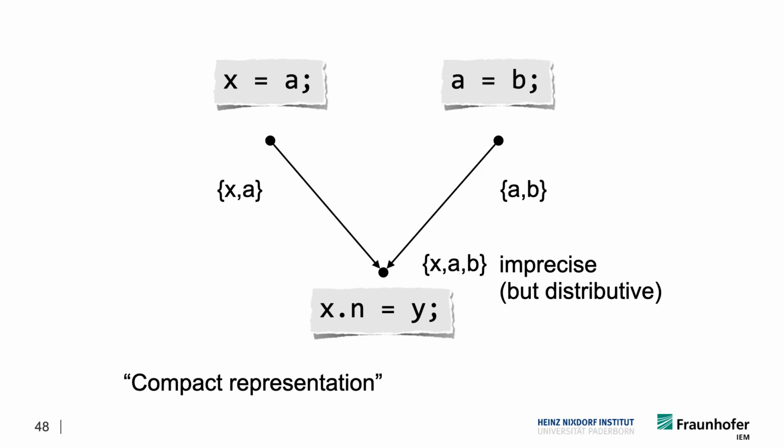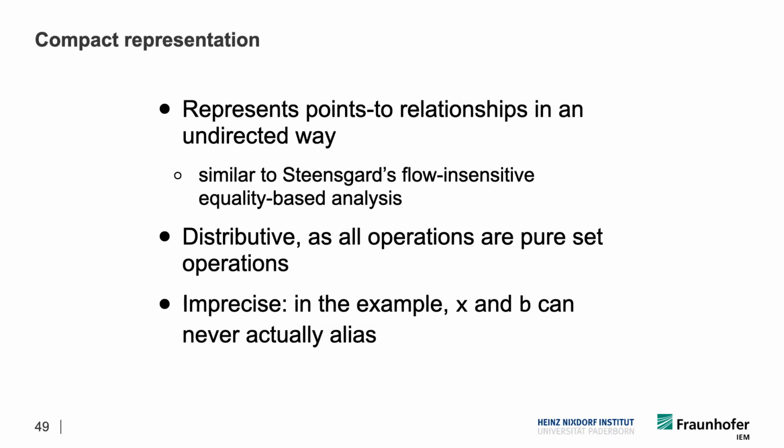I won't prove that it is distributive here, but it's basically a set-based representation. And if you use set union as a merge operator, that's always distributive. That's very trivial to show. So the compact representation that I showed you represents points-to relationships in an undirected way. We were using sets to represent these pointer relationships. And that is very similar to Steensgaard's flow-insensitive equality-based analysis that I showed you earlier, which in Spark can be represented by these bidirectional arrows.